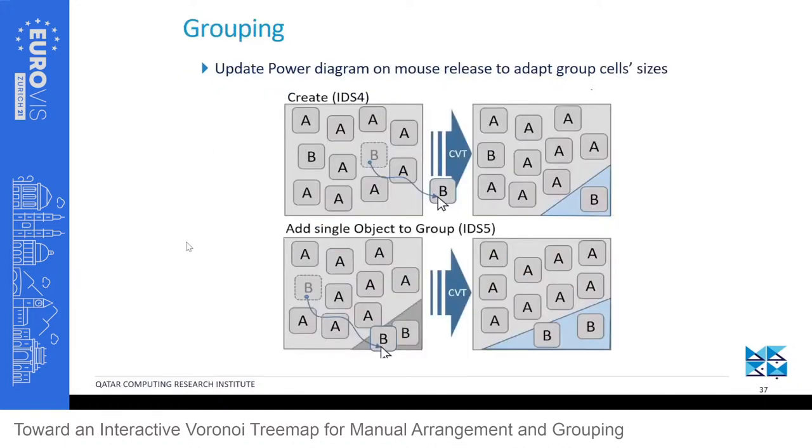For grouping, we can create a group by dragging an object outside the parent cell. It will create a group near the place where we drop the object. We use CVT to update the arrangement of the other images. Then we can add an object to a group by dragging this object and dropping it into the group cell. It will update the size of the group cells by increasing the weight of the target cell and decreasing the weight of the source group cell. And then we rearrange the objects within the groups by using CVT. So it preserves the mental map, just updating the positions slightly to fill in the space.